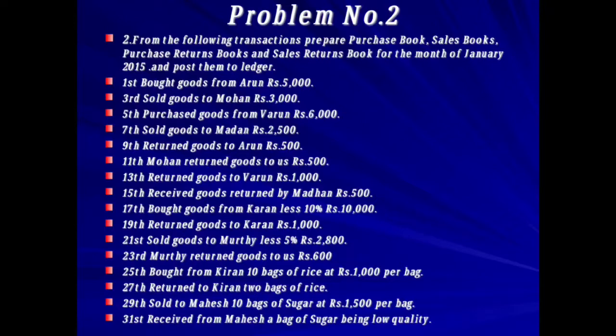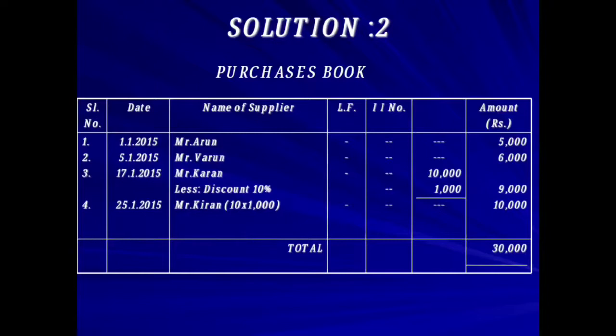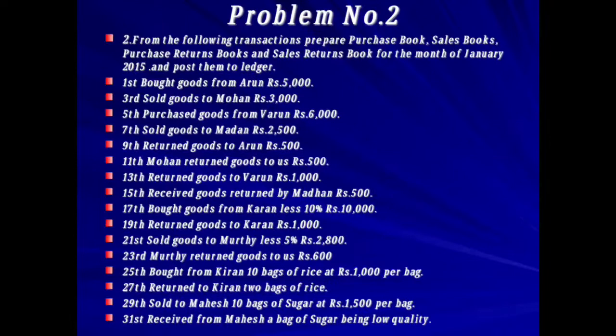So I have to record it in the purchase book. Okay, on 5th. So we will record it in a purchase book now. Second entry, right? On 5/1/2015. From whom we have purchased? Varun. Okay, rupees 6,000. Then next entry we have 7th.